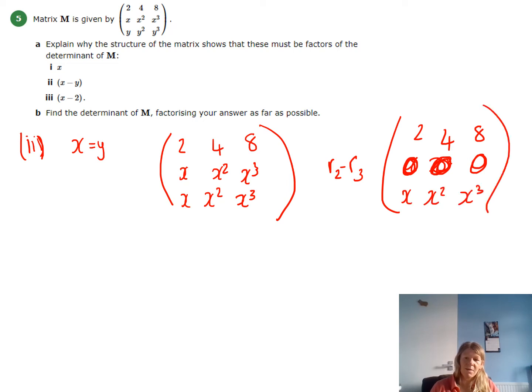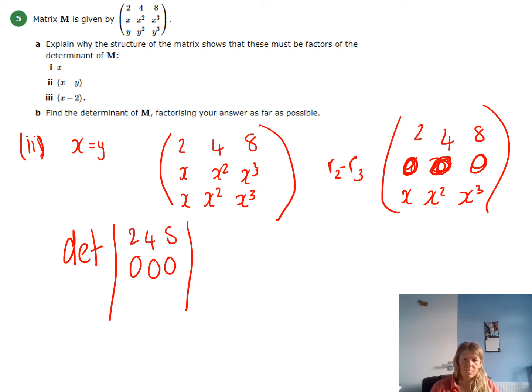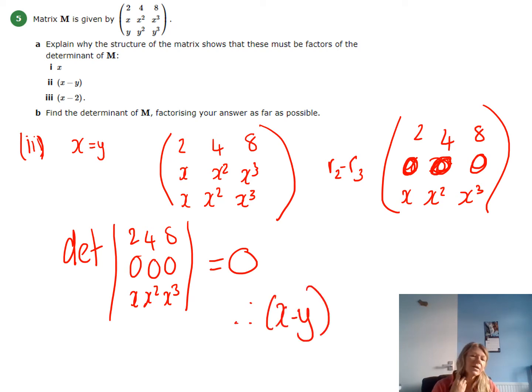If we were to expand that matrix around there, if we were to do the determinant of this thing, you can change rows around if you want, but you can expand along the middle row if you want. Because they're all noughts, you've got 0, 0, 0 in the middle. The determinant of that will be 0. The determinant of that is 0, then x minus y is a factor, as it said in the video. Okay.